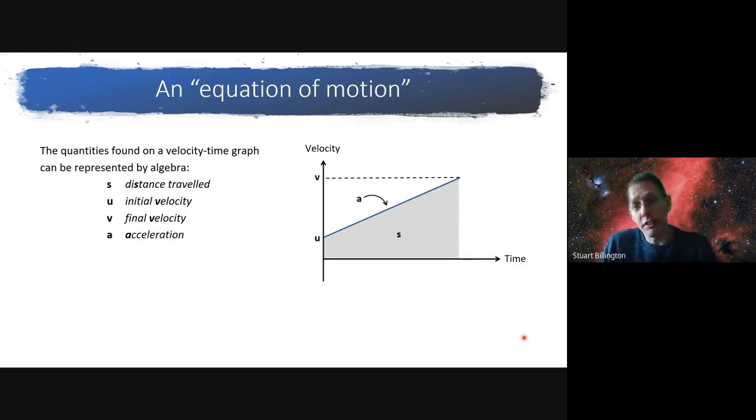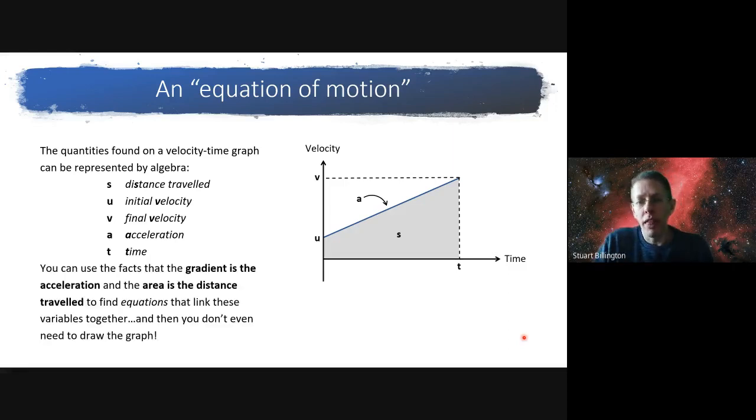The gradient of the graph gives us the acceleration, which we use an A for, and the time that the journey takes is T for time. So once we have got these variable names, we can then use the information that the gradient is the acceleration to create an equation that links the change in velocity, which is V minus U, and we can divide that by the time, T, and that's equal to A, the acceleration.